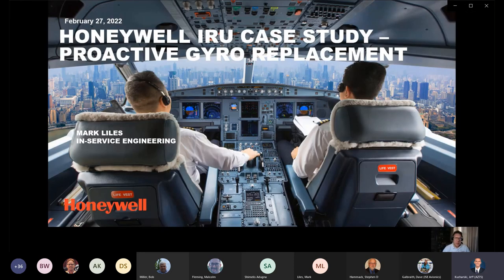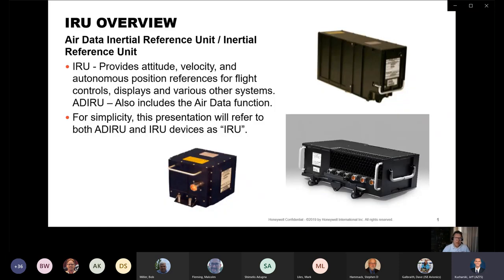Hello, my name is Mark Lyles. I'd like to talk to you today about IRU proactive gyro replacements. The IRU provides attitude, velocity, and autonomous position references for flight control displays and various other systems. The ADRU provides these functions as well as the air data function. For simplicity, this presentation will refer to both the ADRU and IRU devices simply as the IRU.